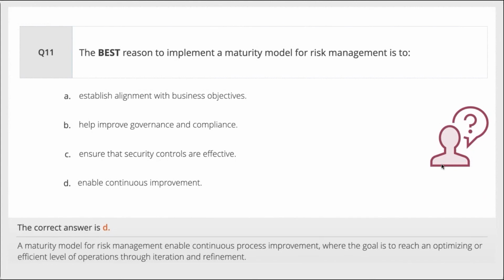So one of the reasons you have a maturity model like a CMM, capability maturity model, is to understand where you are and continuously improve your processes. This is all about improving the processes of a risk management model. So moving from, let's say, low quality to high quality, high risk to low risk. That's what you want to move towards.